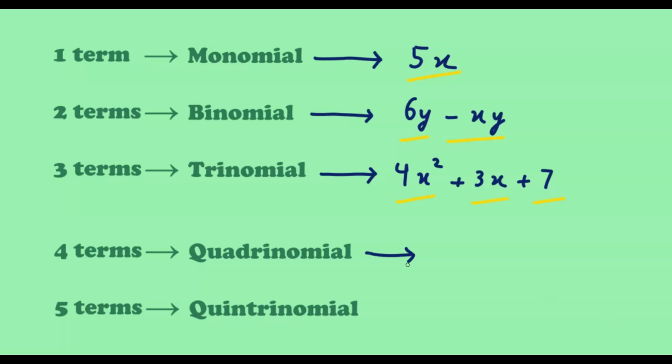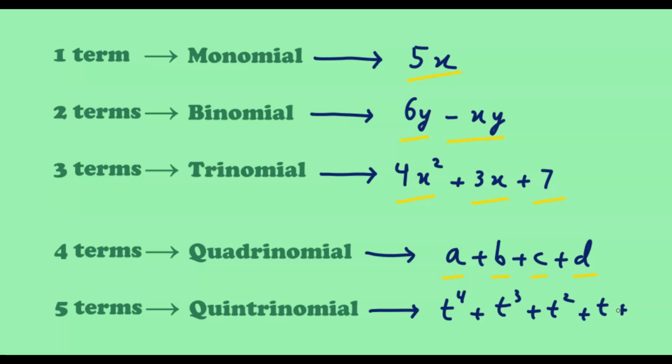An example of a quadrinomial would be a plus b plus c plus d. This has 4 terms. The first term is a, the second term is b, the third term is c, and the fourth term is d. We can also consider an example of a quintrinomial, which has 5 terms. Let us consider t to the power of 4 plus t cubed plus t squared plus t plus 1. This has 5 terms. The first term is t to the power of 4, the second term is t cubed, the third term is t squared, the fourth term is t, and the fifth term is 1.